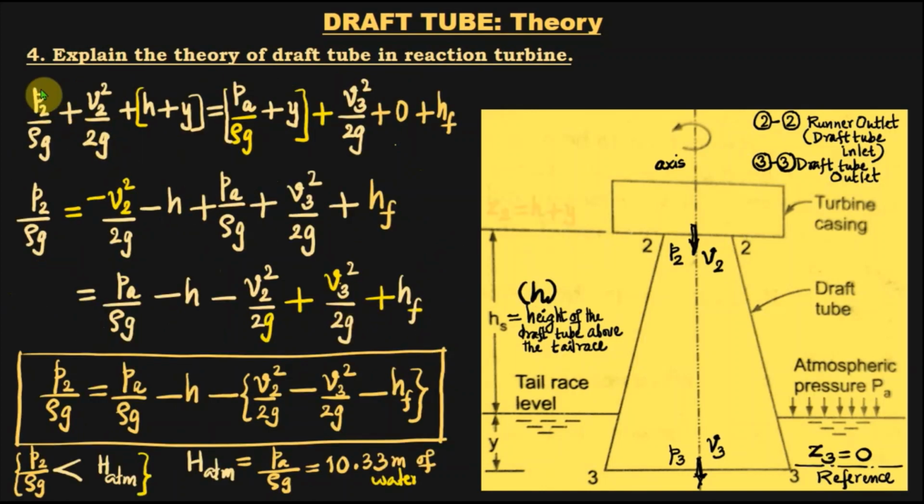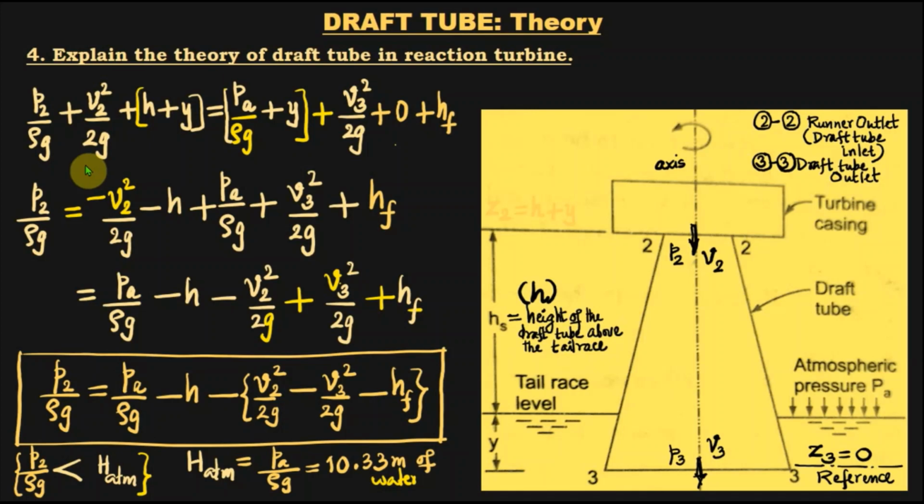Now when you substitute it, P2 by rho g plus V2 square by 2g plus Z2 is H plus Y, that is equal to PA by rho g plus Y, that is, P3 by rho g is replaced by PA by rho g plus Y, then plus V3 square by 2g plus 0. 0 is the value of Z3 because the section 3-3 level is taken as the reference. Then plus the head loss during the flow from section 2-2 to section 3-3, that is the head loss in the draft tube, HF. Now this Y and Y on both sides will get cancelled.